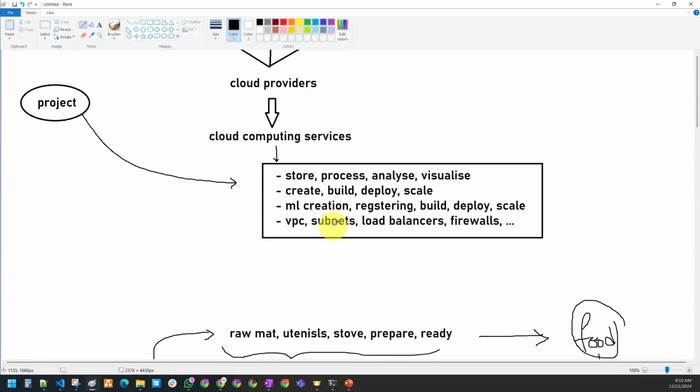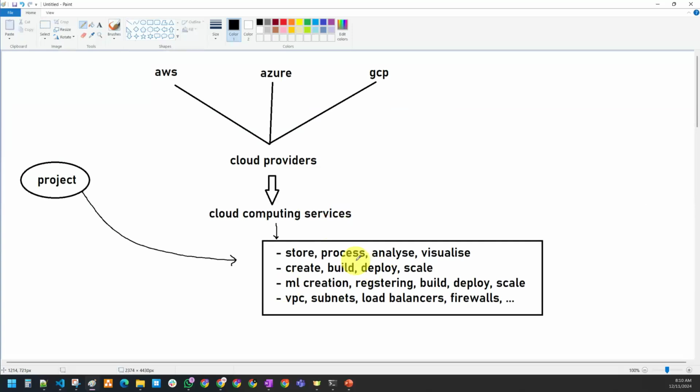In a similar fashion, most companies don't want to rely on traditional methods or traditional services. You have plenty of traditional services for storing, processing, and analyzing, but traditional methods take a lot of time, money, and effort. So that's the reason most companies started using the cloud computing services provided by cloud providers for storing, processing, analyzing, and visualizing their data.